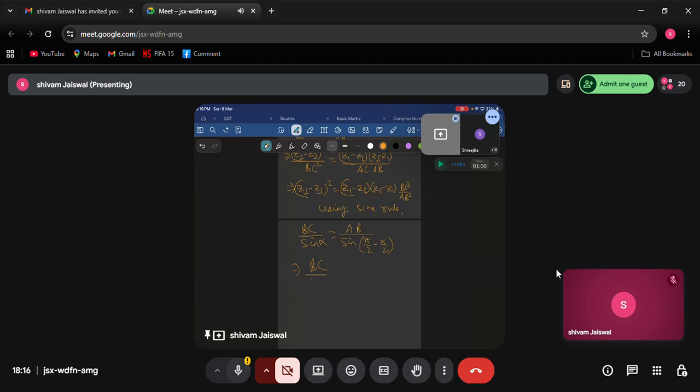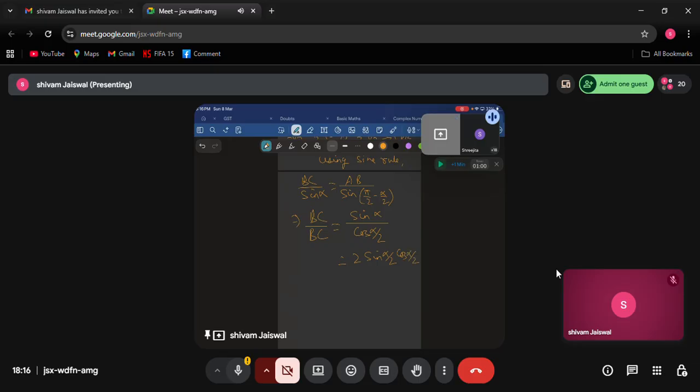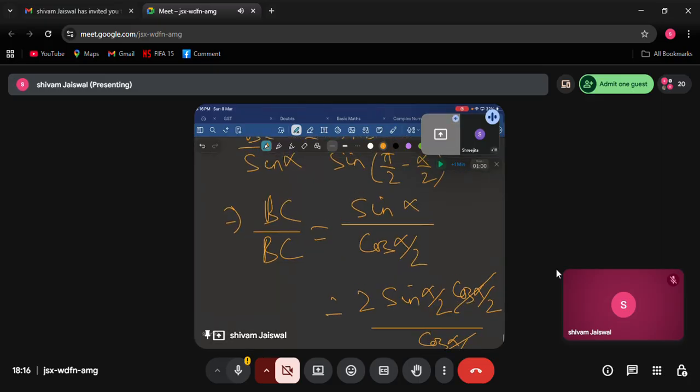BC by AB is equal to sine alpha divided by cos alpha by 2. The sine alpha, can I write it as 2 sine alpha by 2 cos alpha by 2? Divided by cos alpha by 2. Now you will see that cos alpha by 2 gets cancelled. It will become 2 sine alpha by 2. Right, tell me.